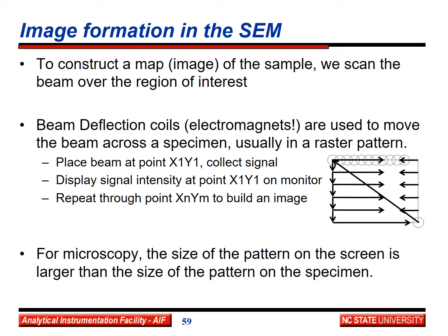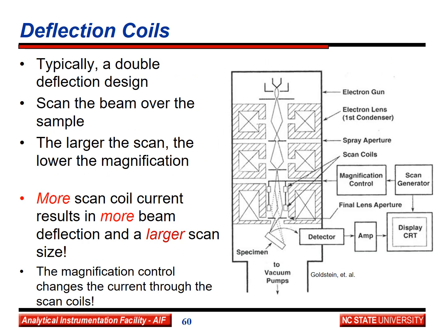For microscopy, the size of the pattern on the screen should be larger than the size of the pattern on the sample. The deflection coils are typically arrayed in a double deflection design. So you first deflect over and then deflect back. This allows you to make a larger scan on the sample while going through a relatively small objective aperture.